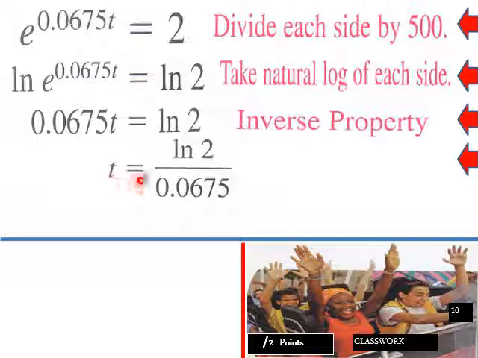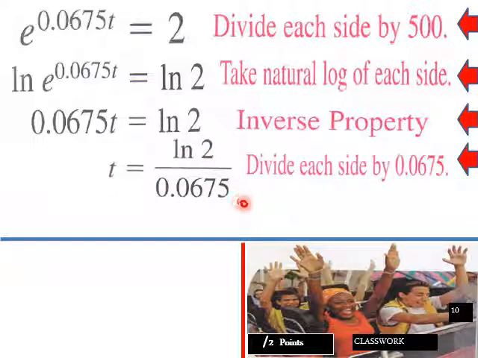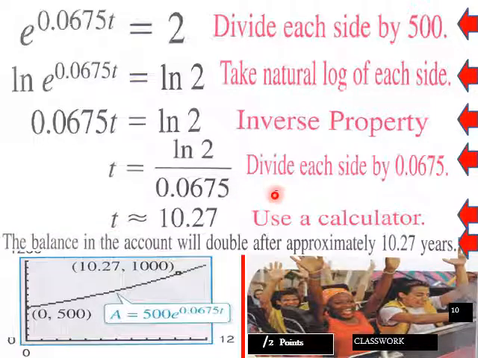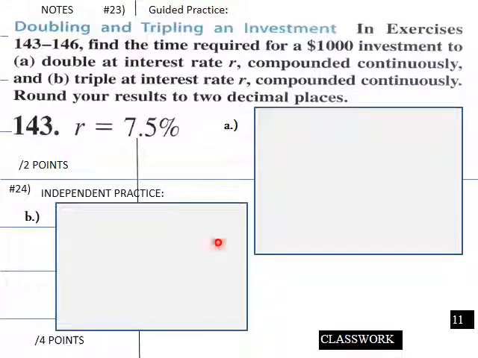When we crank that out, t equals natural log 2 over 0.0675, dividing each side by that amount. Then t equals 10.27 using a calculator. And that would be the graph of it here. So you could also graph that function. The account balance will double after 10.27 years. And you can find that here on your graph as well.